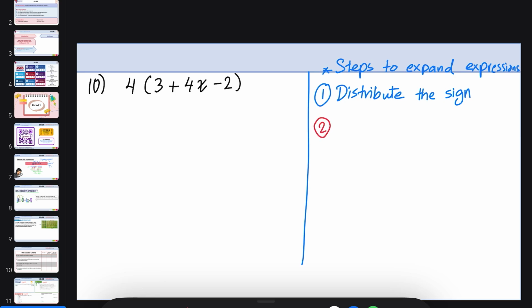If you don't have it, go directly to the next step, which is to distribute the number, or a variable if you have a variable, but make sure the sign comes first. Step number 3 is to actually multiply after distribution. Then we have step number 4.